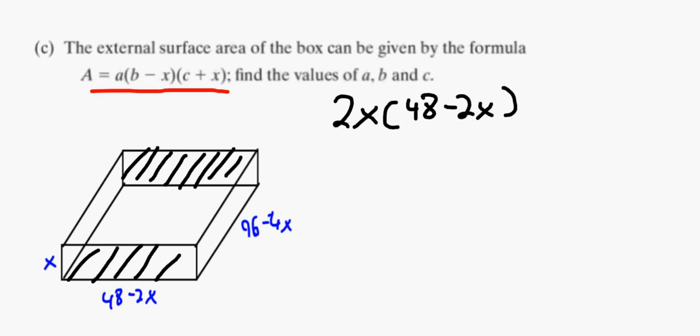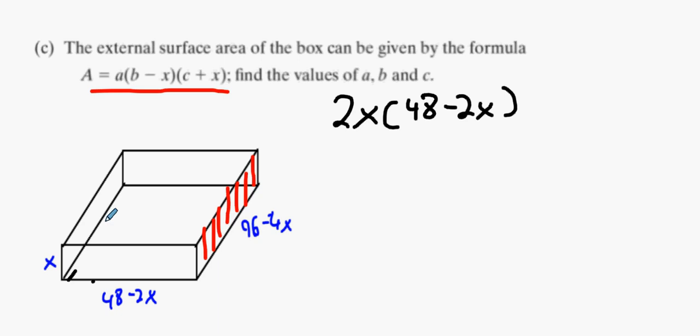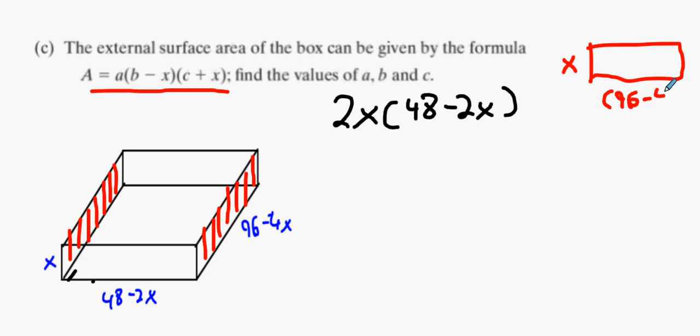Okay? Now let's go left and right. Louis, what do you reckon about the left and right? What size are the ones on the left and the ones on the right? What's their area? Individually it's x times 96 minus 4x, but because there's two of them, it's going to be 2x into 96 minus 4x. Is that okay with you guys? Make sure you have your maths on, lads.